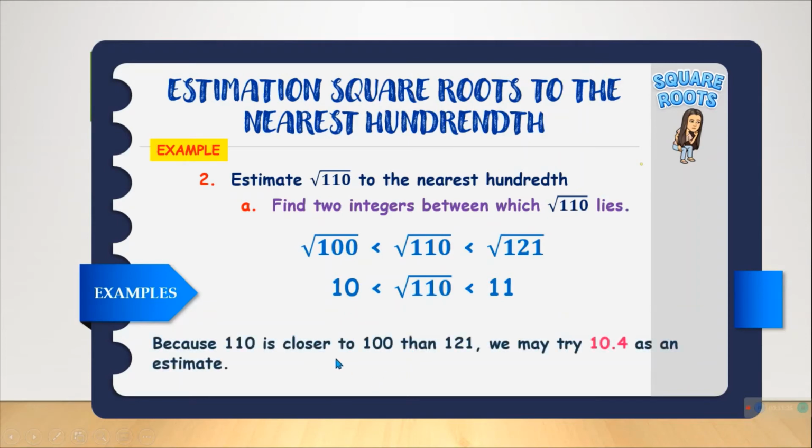So, because 110 is closer to 100 than 121, we may try 10.4. Kasi pagka minultiply nyo ang 10.4 by itself, ang makukuha mo ay 108.16. So, malapit na siya sa 110. Eh, ma'am, try natin yung 10.5. Okay, so kung i-calculate mo ang 10.5 at i-multiply mo by itself, so 10.5 times 10.5, ang makukuha mo dyan ay 110.25. So, sobra na siya. So, meaning, 10.4 lang yung estimate natin number.